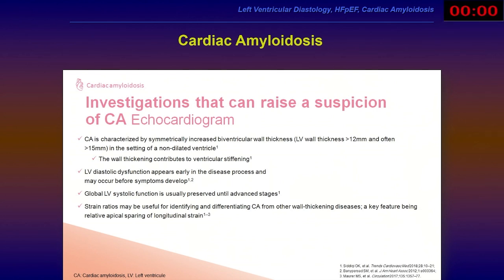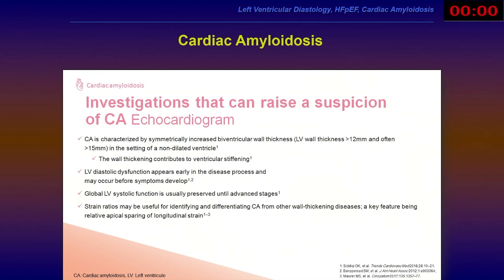It's not like hypertrophic cardiomyopathy, for example. The wall thickening contributes to the ventricular stiffening, in addition to the embedding of the amyloid material deposition between the myocardial fibrils. Left ventricular diastolic dysfunction, of all degrees, can be present, especially the restrictive pattern in advanced cases. Global left ventricular systolic function is usually preserved, but this is not the case if we perform the strain rate.